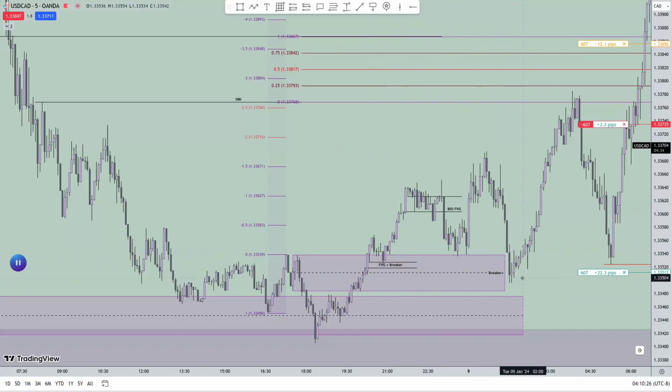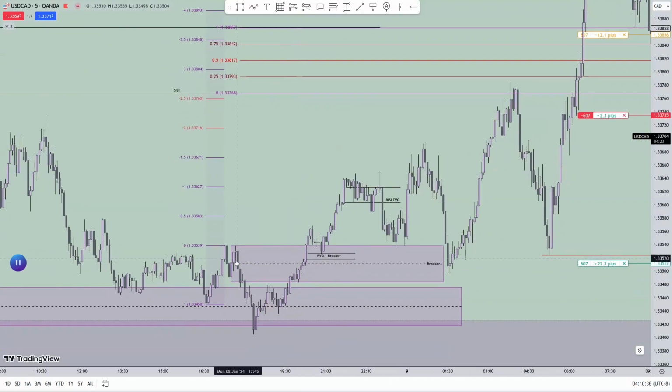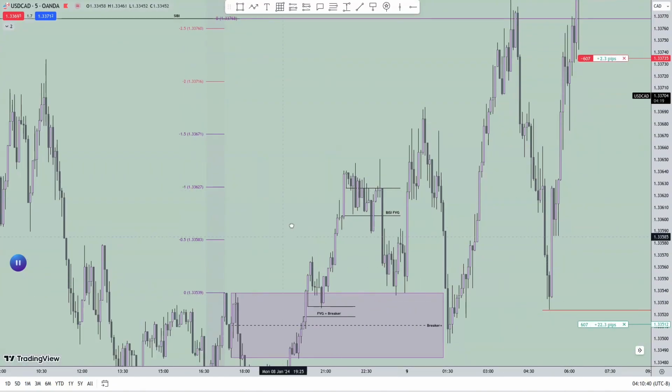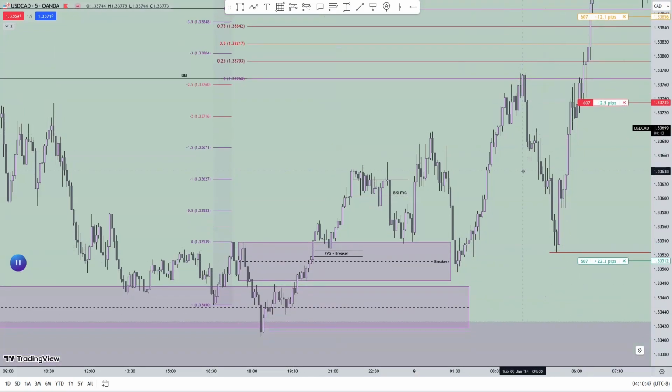You can see price came down into the breaker, came back up, came back down, and then went higher, coming up to the -4 standard deviation. So here's the breaker right here, the fair value gap, barely tapped into it right there. You can see lightly tapped into it and started off heading higher.